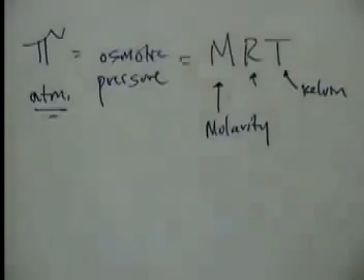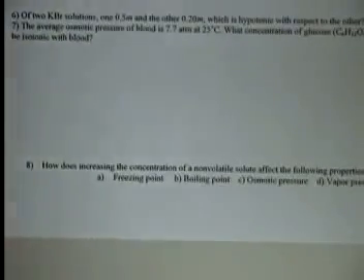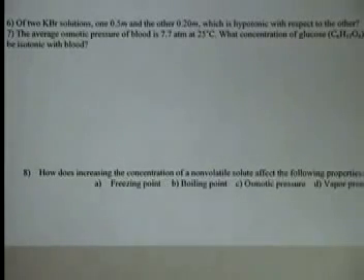Let's take a look at your sample problems page, towards the bottom of the first page, where there's a question number 6 and question number 7. And just a tiny bit more background now, before we actually answer these questions. In number 6, it says of 2 KBr solutions, one 0.5 molal and the other 0.2 molal, which is hypotonic with respect to one another.